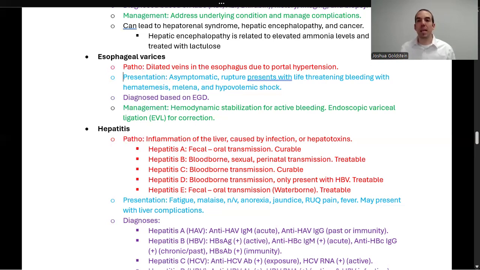You can have right upper quadrant pain. Again, that's where the liver is. You're going to have fever if this gets bad, and you may even have full-blown liver complications, and this can lead to liver cirrhosis and liver failure.